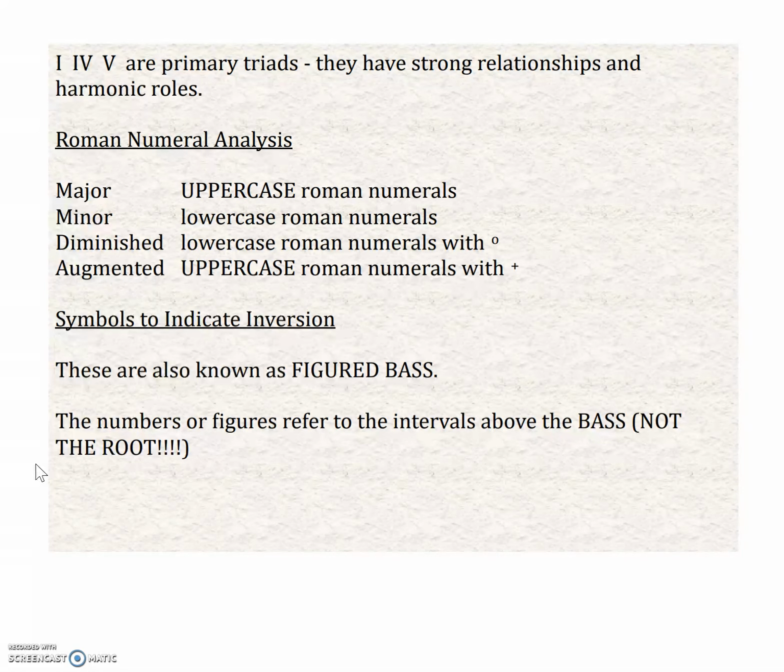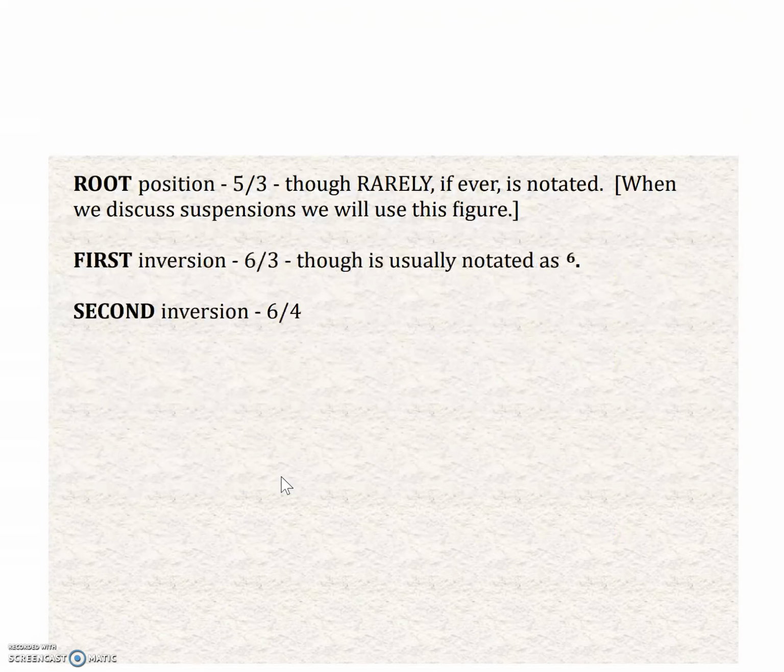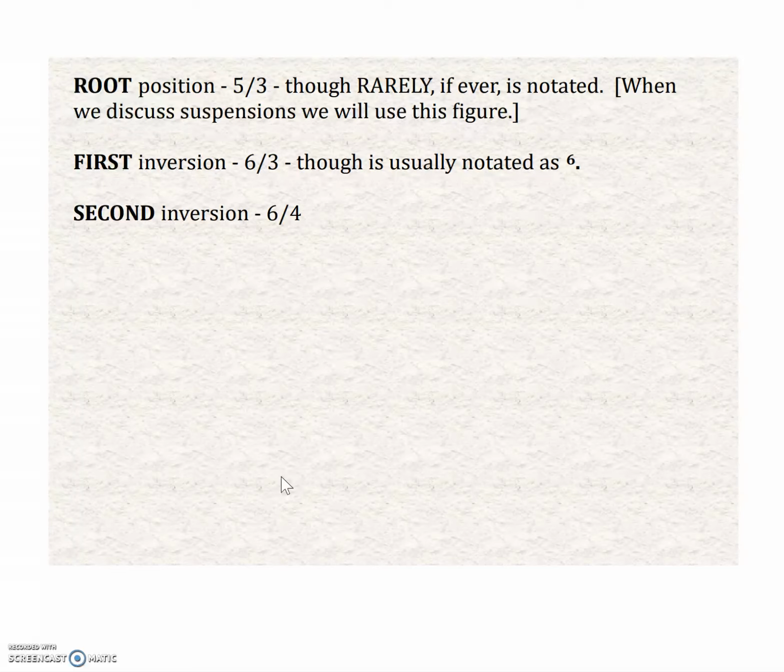Okay? So there will be symbols to indicate inversions, and that's what's known as figured bass. The numbers or the figures refer to the intervals above the bass. They're not talking about the root. They're talking about the intervals above the bass. So if we're in root position, it's 5-3 because we have a third and a fifth above the bass. This is rarely, if ever, notated. When we discuss suspensions, we will use this figure, but don't worry about that right now. It's just a little side note.